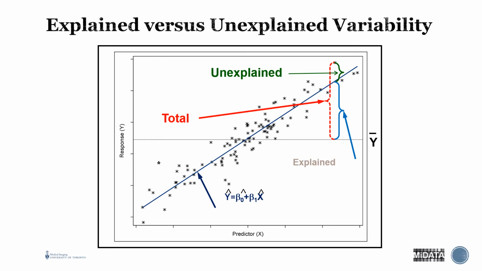Let's look at explained versus unexplained variability. Well, if you take the distance of any given point all the way to the mean of your response variable, which is your base model, then that represents the total variability. But within that variability, you'll remember that the distance between your mean and your line of best fit is going to represent the explained variability from the model. Whereas the distance from your data point to the line of best fit is going to represent the unexplained variability, or the error.